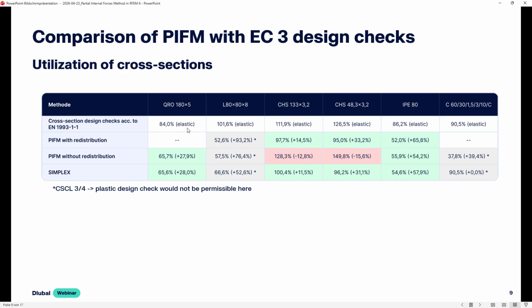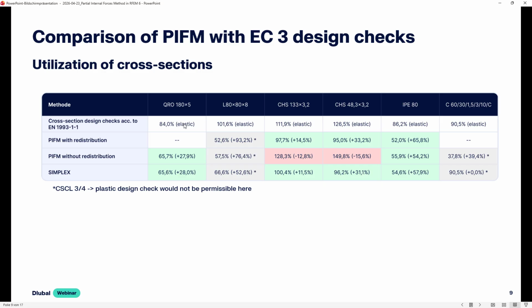And if we compare this to the PIFM, to the different methods, we can see that in most cases we have a significant lower utilization compared to the EC3 design checks. So always the first value here in each cell is the utilization for this cross-section for each method. The second value is the reserve of this utilization compared to the EC3 design check.